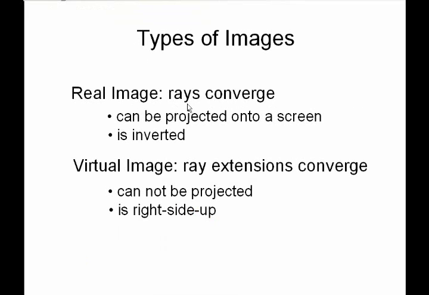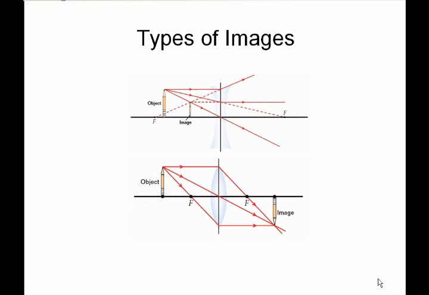Real images. The real image forms where the light rays converge. It can be projected onto a screen, and it's always inverted. For a virtual image, the light ray extensions converge, it cannot be projected onto a screen, and virtual images are right side up. Very similar to the mirrors.